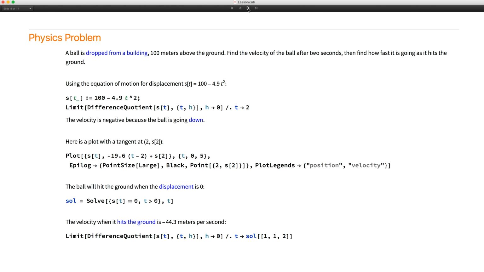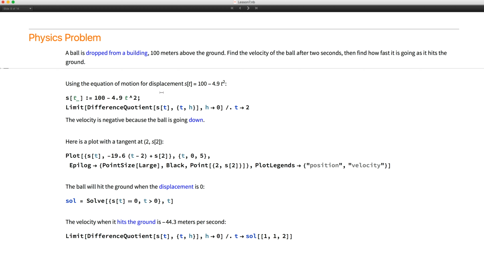Okay, so a slightly harder problem. Suppose a ball is dropped from a building 100 meters above the ground. Now you want to find the velocity of the ball after 2 seconds, let's say, and you want to find out how fast it is going when the ball hits the ground. So there are two problems over here. You want to find what the velocity is after 2 seconds, and you want to find out how fast the ball is going when it hits the ground.